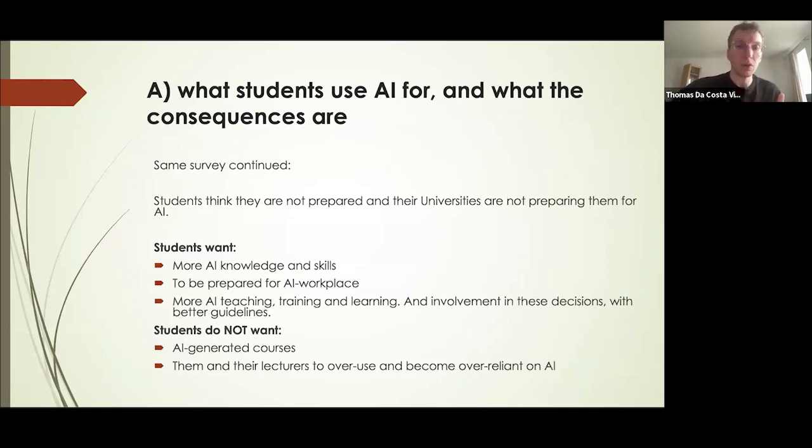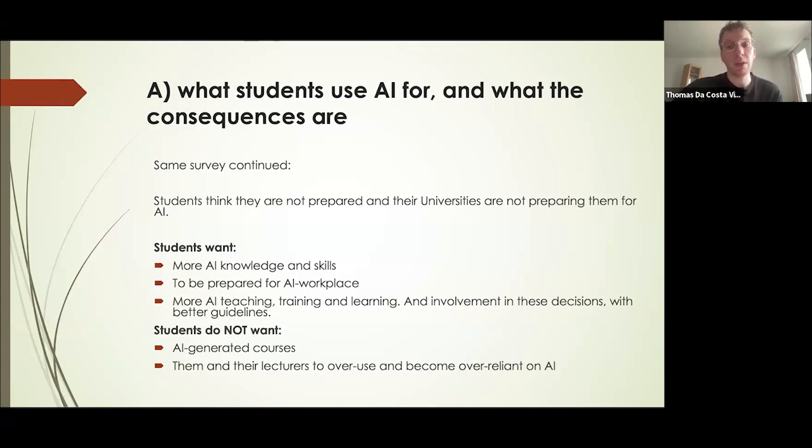What we also know is the views of students on AI and universities. Overall, the majority of students think they're not prepared for AI use and the AI world, and also that universities are failing in that matter. So they want more AI knowledge and skills. They want to be prepared for the AI workplace, and they want more teaching, training, and learning on AI. And also, they want to be involved. At least that's what they say.